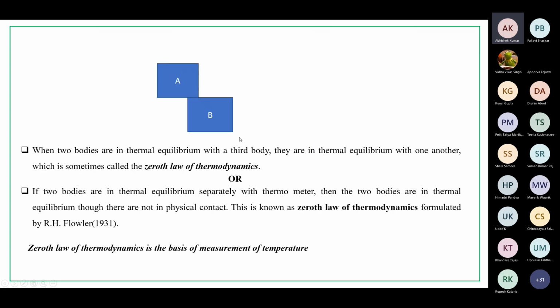Now here, suppose I have body A, and I have connected body B with A. Let us assume body A is at high temperature. Then let us wait for some time. What will happen? Obviously, heat will be flowing from body A to body B. Both will be reaching thermal equilibrium.